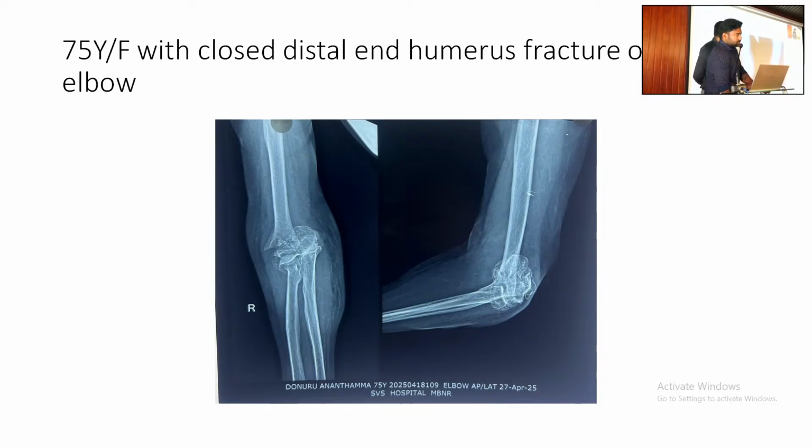It doesn't look like a fresh fracture. It might be fresh, but this is a malunited distal humeral fracture. See, so much of gross degenerative irregularity, arthritis and also osteophytes are present. Joint congruity is not very good.